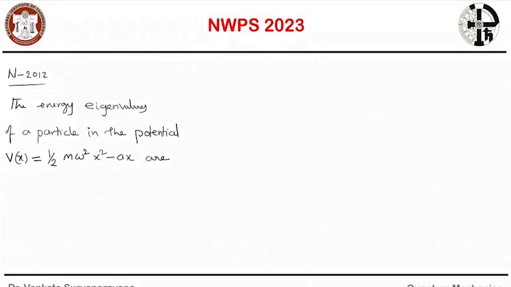Okay, this I want to discuss. Do we have time? Yeah. This is, I think, the last one I'm going to do today, but this is interesting. The energy eigenvalues of a particle in a potential V(x). If you are given a potential V(x) equal to half m omega square x square, you say that it has eigenvalues n plus half h cross omega, right?